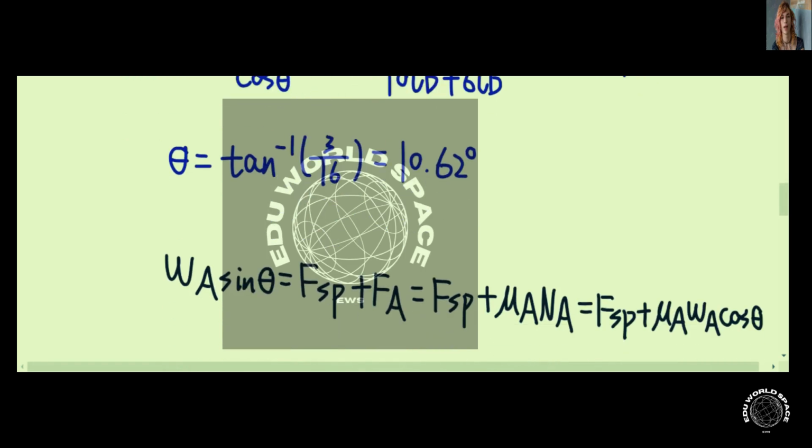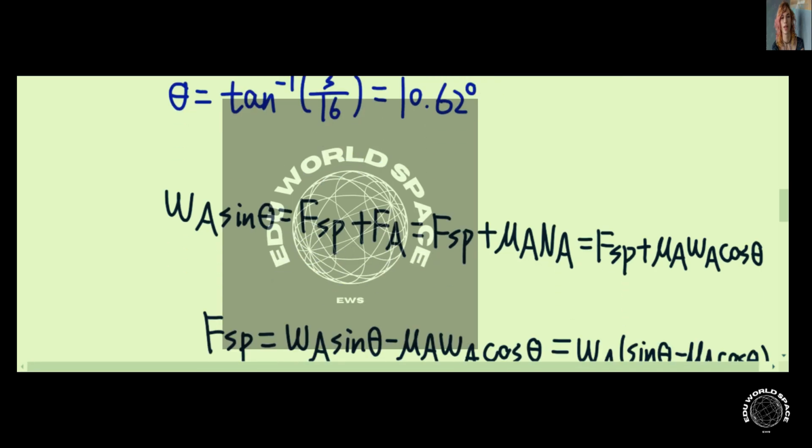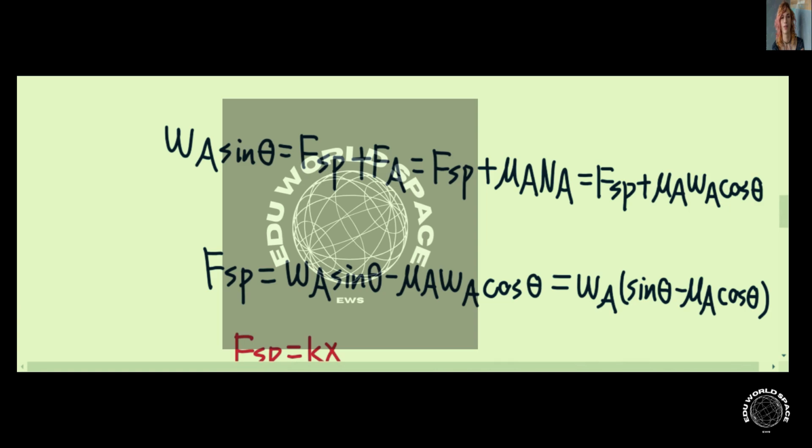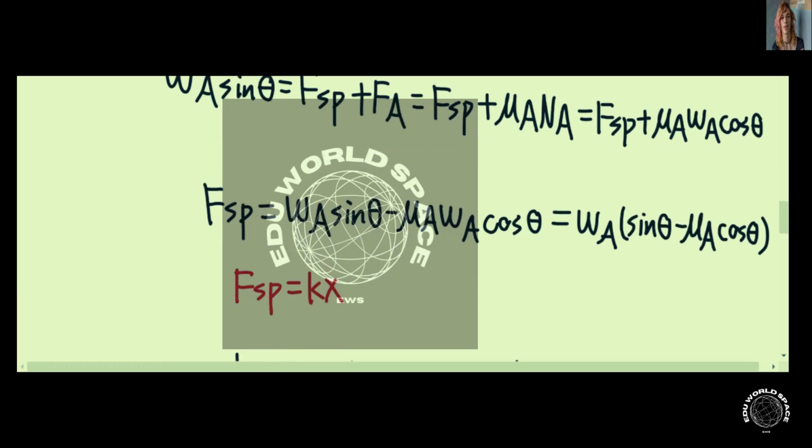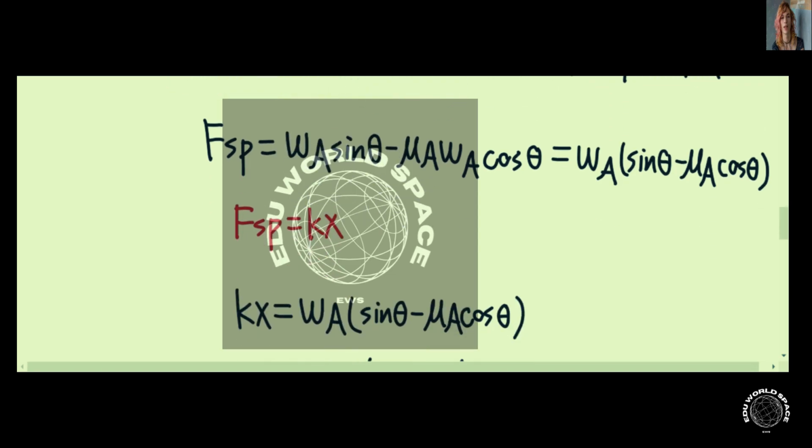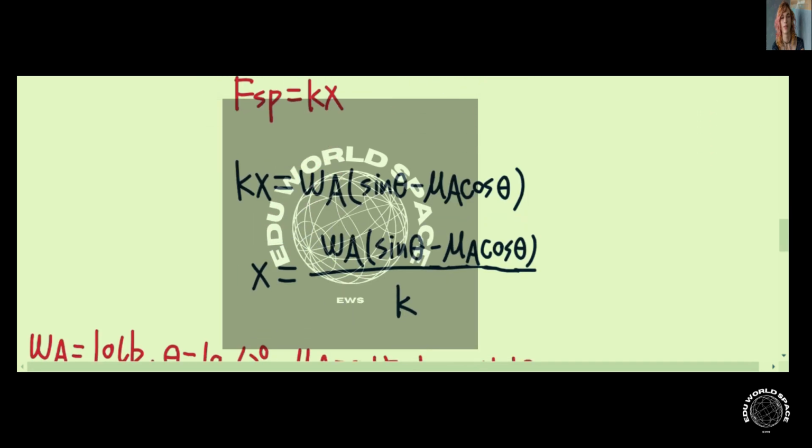Now remember, Wa sin theta is equal to Fsp plus Fa. Therefore, this is also equal to Fsp plus mu A Na, which is equal to Fsp plus mu A Wa cosine theta. Now let's determine the spring force. Fsp is equal to Wa sin theta minus mu A Wa cosine theta, which is Wa times sin theta minus mu A cosine theta. The spring force is equal to the spring constant times the change in distance, kx. So kx is equal to Wa times sin theta minus mu A cosine theta, and x is equal to Wa times sin theta minus mu A cosine theta over k.